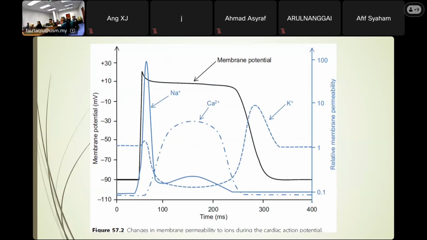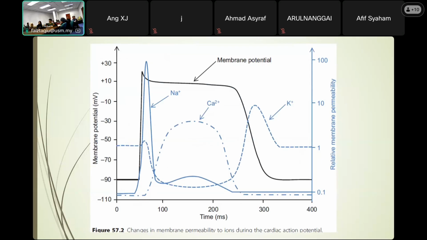So maybe if you don't anticipate that, this is the graph. You can see the graph of ionic changes. Maybe you put the sodium pattern of changes, and then followed by the next. What happened to potassium? What happened to calcium? I think if you get this sort of question, you might be stunned a little bit. So remember this graph.